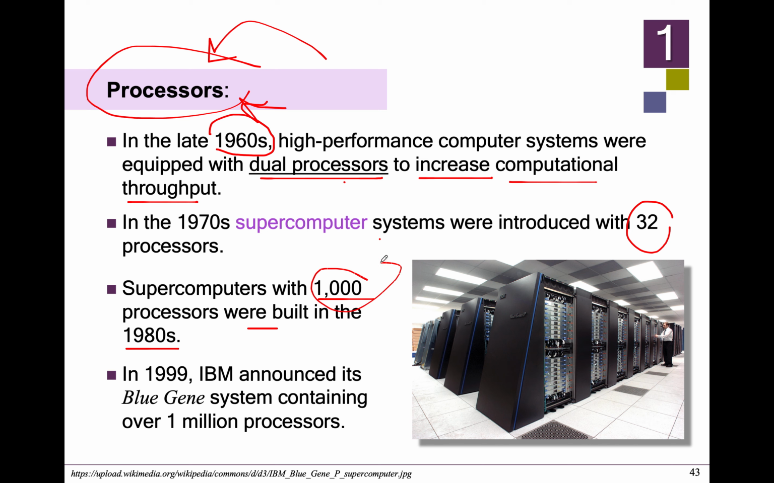How come we can have 1000? It's quite many, right? But it was already invented early on. In 1999, IBM announced its Blue Gene system containing 1 million processors.